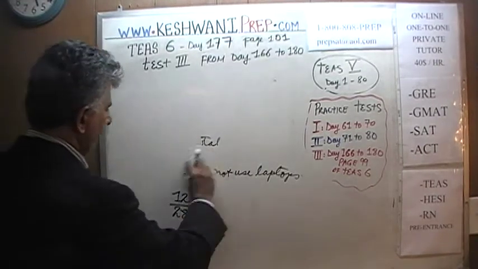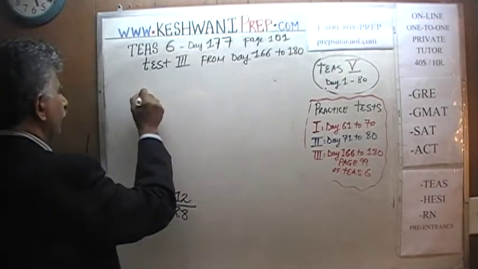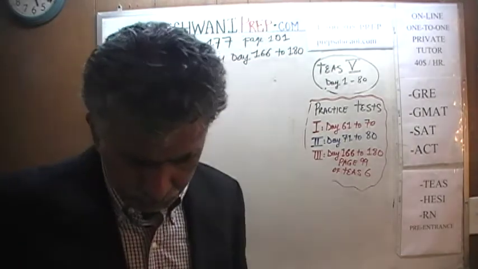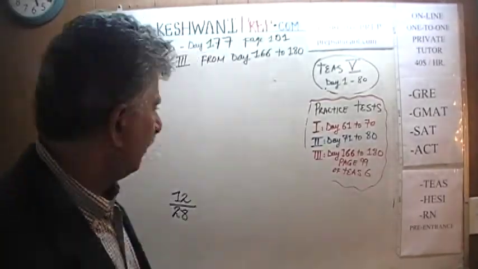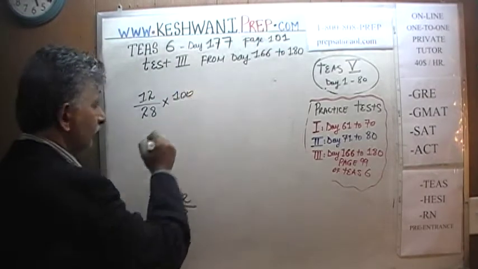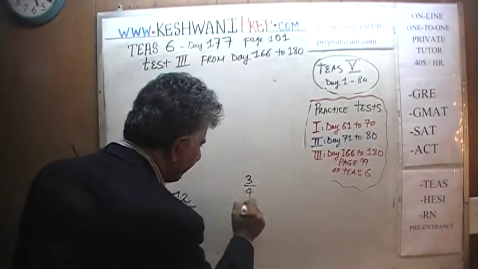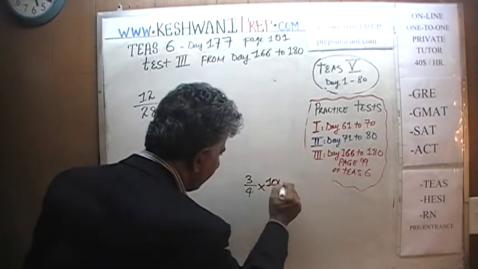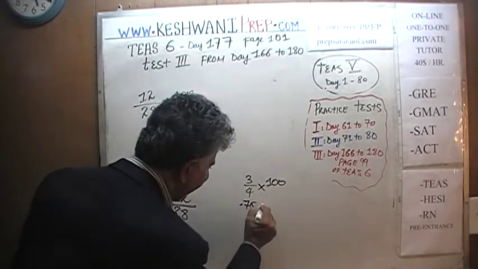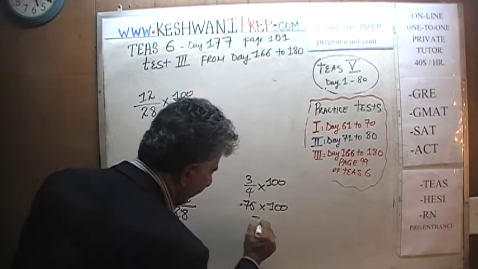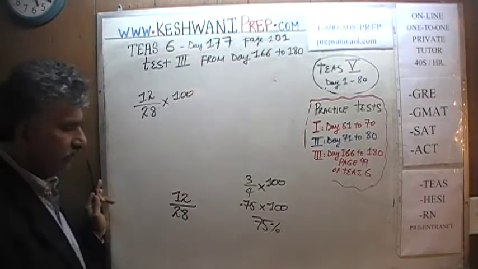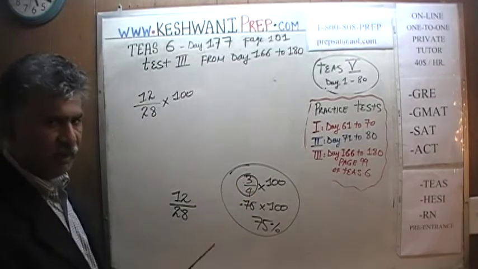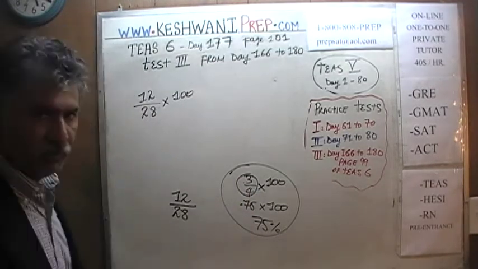12 out of 28. Since it's a percentage, whenever you want to convert a fraction into percent, you have to multiply it by 100. If somebody asks us what is 3/4 in percentage, well, in decimal it is 0.75. But if you want it in percentage, you have to multiply it by 100 so that it becomes 75%. So if it's in fraction form and you want it in percentage form, you need to multiply that by 100, because percentage is out of 100. That's what we are doing here.